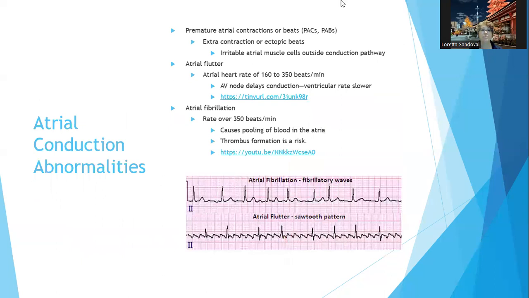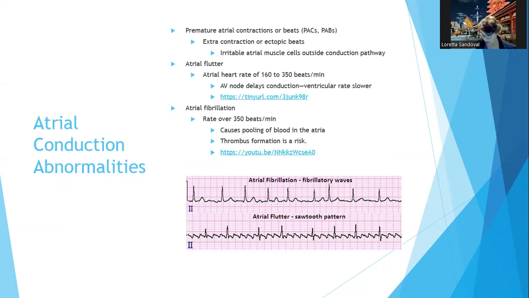So you can have atrial conduction abnormalities. These are 3 different ones. Premature atrial contractions or beats. Sometimes they're called PACs for premature atrial contraction, or PAB for premature atrial beats. There are extra contractions or ectopic beats, and sometimes it's caused by irritable atrial muscle cells outside the conduction pathway. So instead of just contracting when the sinoatrial node tells them to, they're contracting outside of that normal conduction pathway.